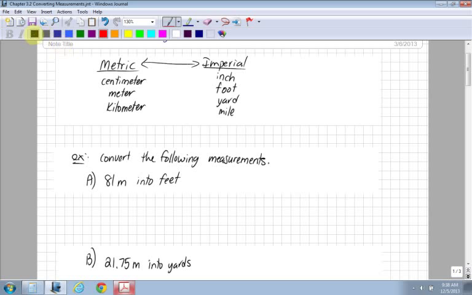So I'm going to set up the ratio 1 foot per 0.305 meters. Notice I have feet on top and meters on the bottom. I'm going to put an equals sign and I'm going to put feet on top over meters. So I have 81 meters into feet. I don't know how many feet there are, so we'll just call it x. So x feet on top, and I know that I have 81 meters on the bottom. Next thing I'm going to do is cross multiply.